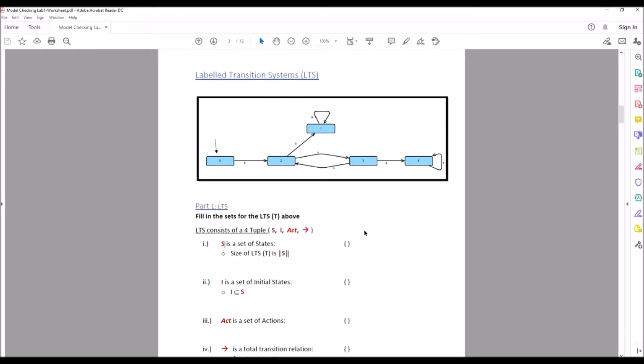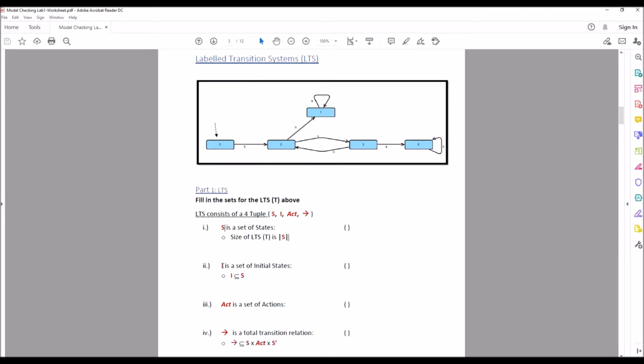So in our first question we ask, S is a set of states. What are the states in the LTS of name T? So we have 0, we have 2, we have 1, we have 3, and we have 4. So we have 5 different states. Again, there's 0, 2, 1, 3, and 4. So that is our set of states with a cardinality of 5. Again, these can be named anything you wish, but that is just a set of states we have.